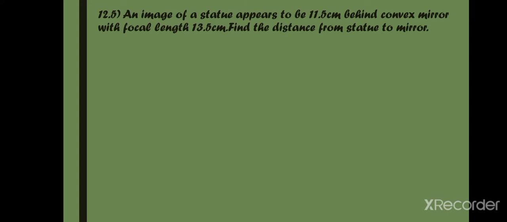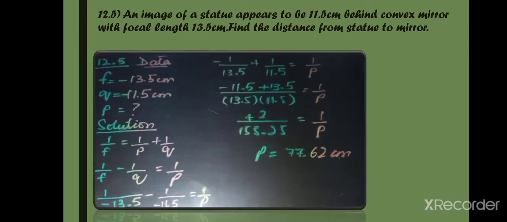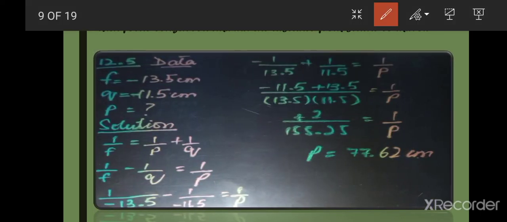p is required, f and q are given. Here you can see f is 13.5 given in the statement. You have to write the negative sign by yourself. q is 11.5 centimeter. You have to write the negative sign yourself. Putting the spherical mirror formula, 1 by f equals 1 by p plus 1 by q. Taking 1 by q on this side, you will have a negative sign with 1 by q.